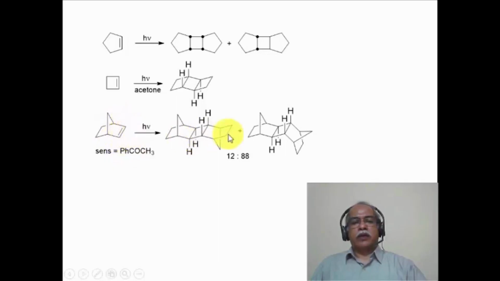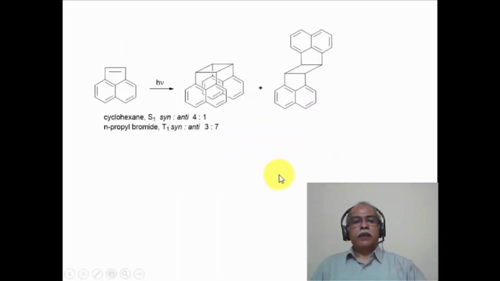Norbornene then undergoes a cycloaddition process to give 2 types of products depending upon how initially the 2 olefins are oriented with respect to each other. You can see here, for example, this is a head-to-tail kind of orientation. Anti-orientation is what is taking place, whereas here you have a syn orientation with the 2 bridges forming in the same direction. This is acenaphthylene. Acenaphthylene undergoes cycloaddition to give head-to-head or head-to-tail, syn and anti kind of isomers.